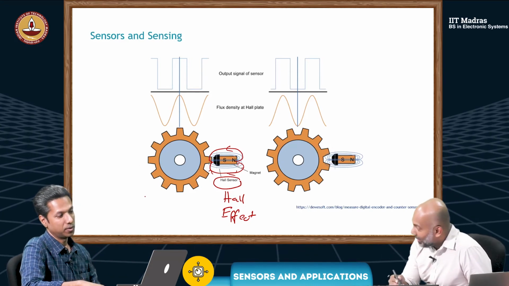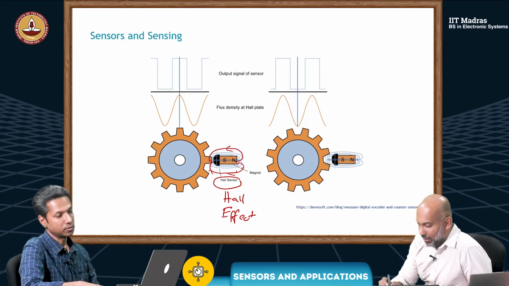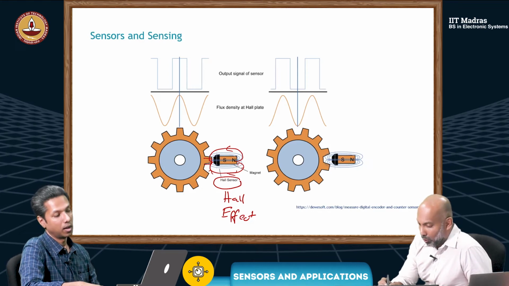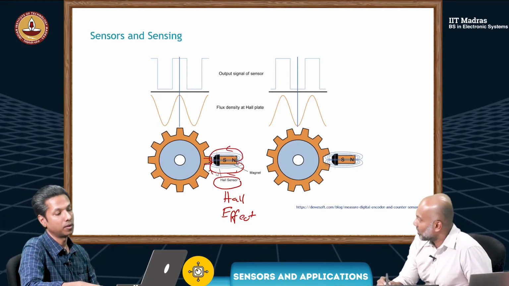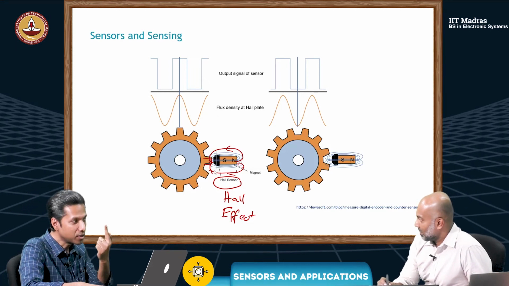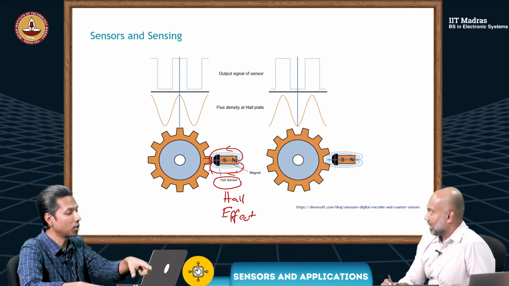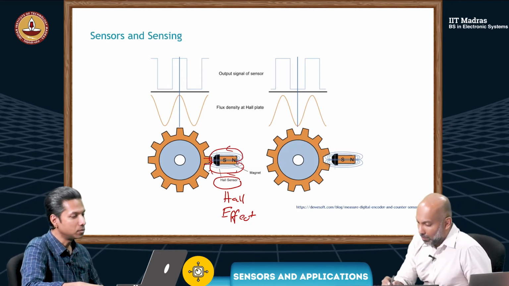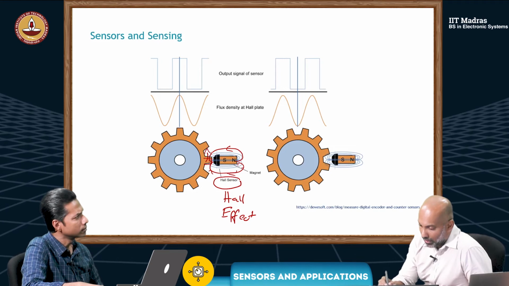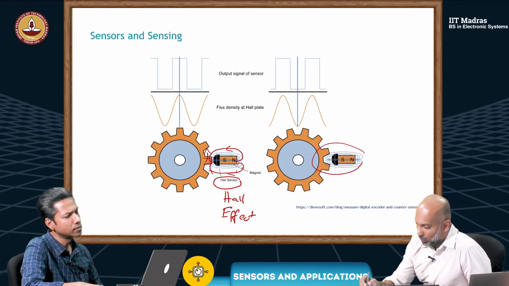Yes. So when it's turning, for example, when the tooth is close, it interacts with this magnetic field and changes it. So you measure that change in magnetic field using the Hall effect sensor. Right? But what happens when the tooth moves this way a little bit, and you end up in a situation like this?